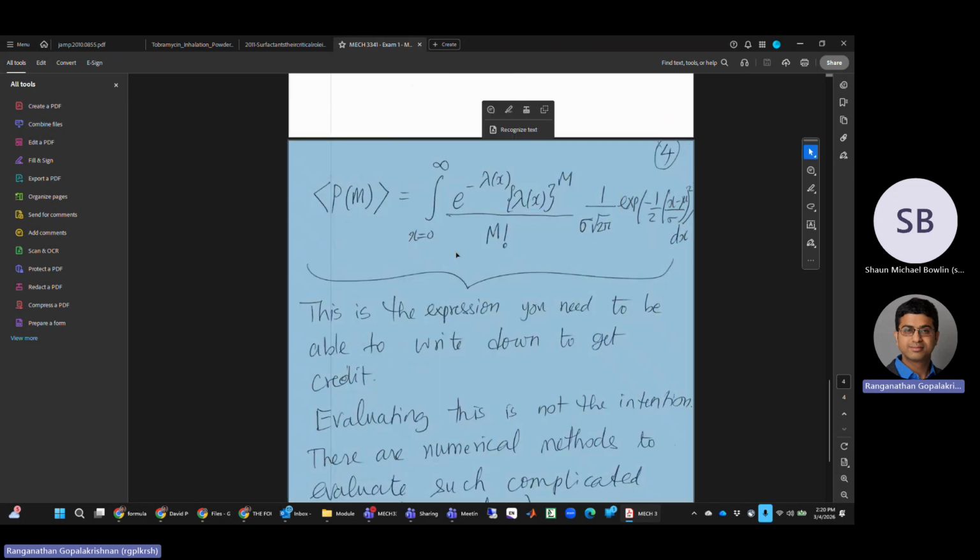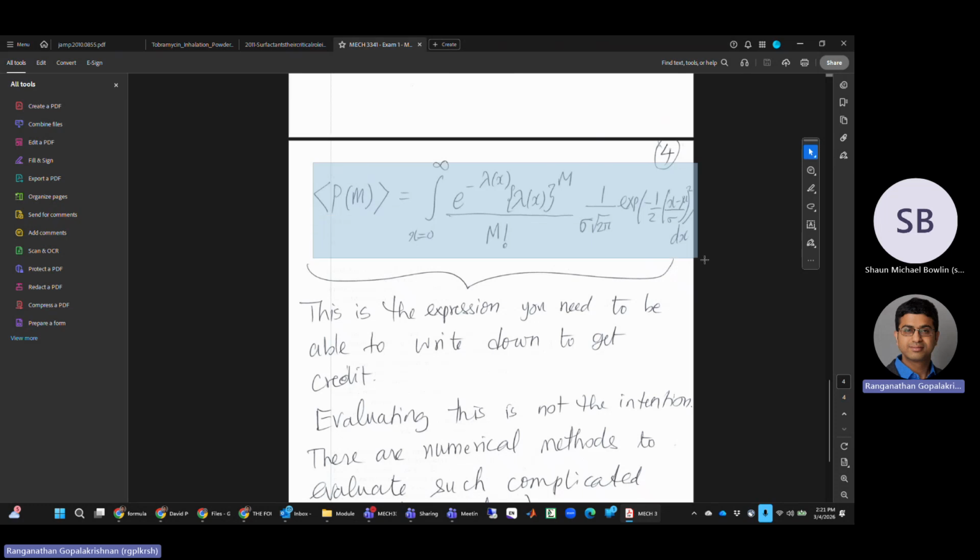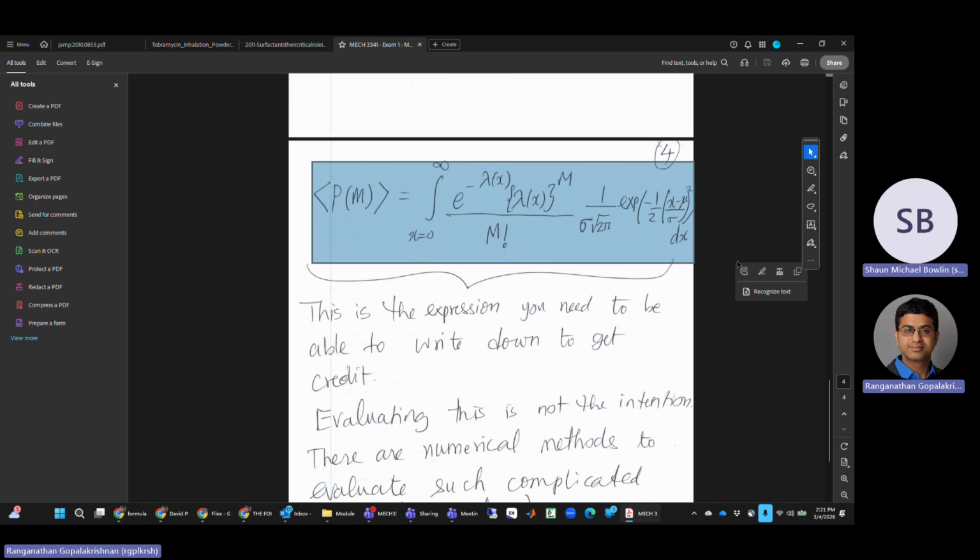If I told you nothing and just asked you to set up this integral, would you have been able to do that? If you are able to do that, that means you know what to solve; how to solve, we can deal with it separately. Yeah, just rewording the question makes it a lot easier to manhandle.